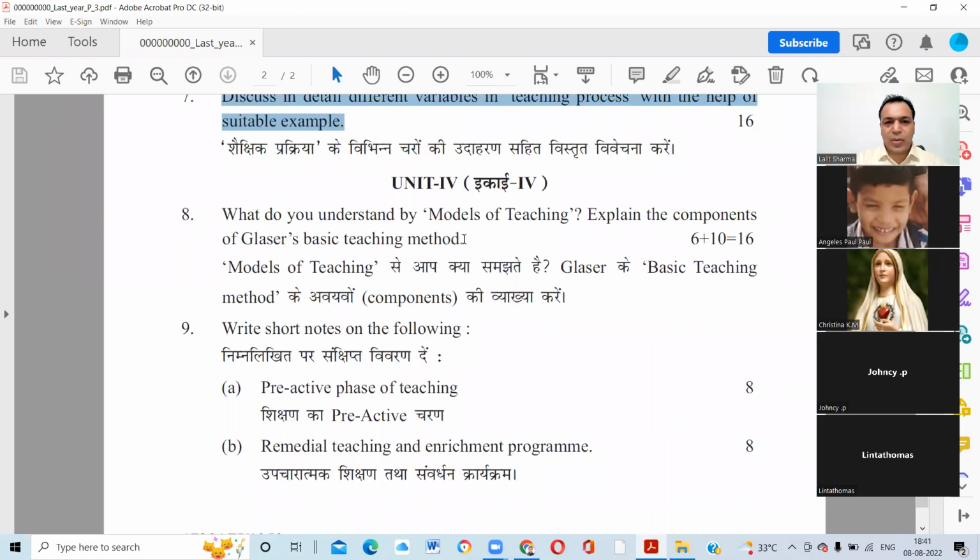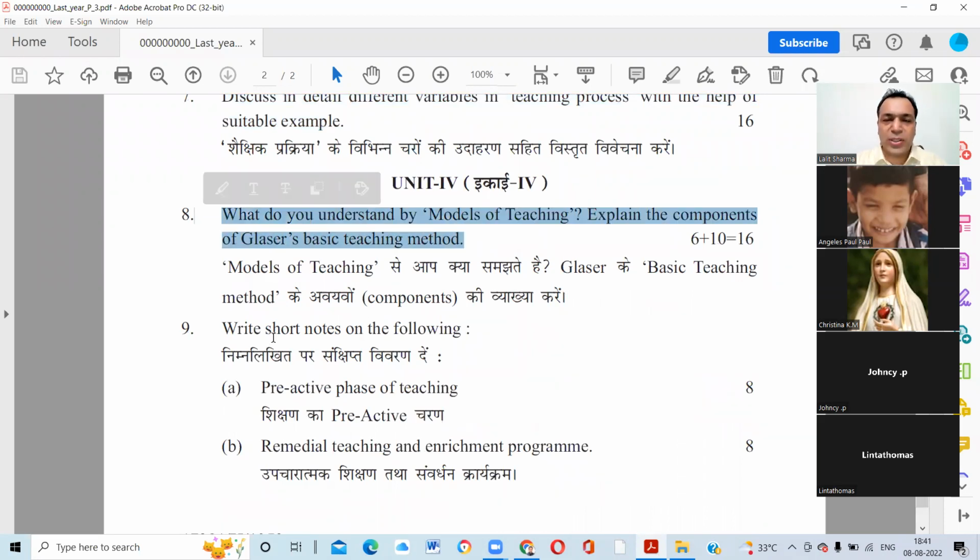The last unit is Unit 4. Unit 4 is about models of teaching, right? The simple model has come. There are two models now. One is the Glaser model, and the second is the concept attainment model. So the Glaser model of teaching has come. It asks you to define models of teaching, and then define the basic components of Glaser's teaching model.